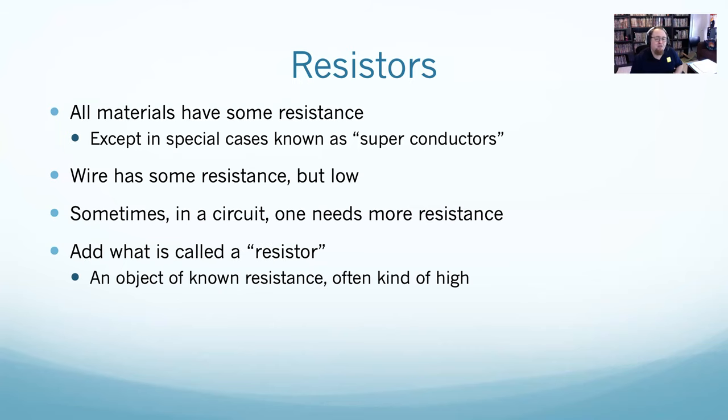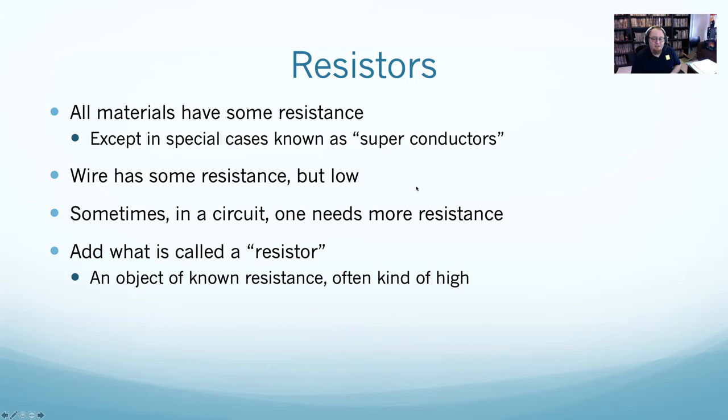And when you add a resistor, it is just an object of known resistance, an object that you know exactly what the resistance is. And if you know exactly what the resistance is, and you have a battery where you know exactly what the voltage is, you can control what the current is. A resistor is just a way to control the current by messing with Ohm's law.